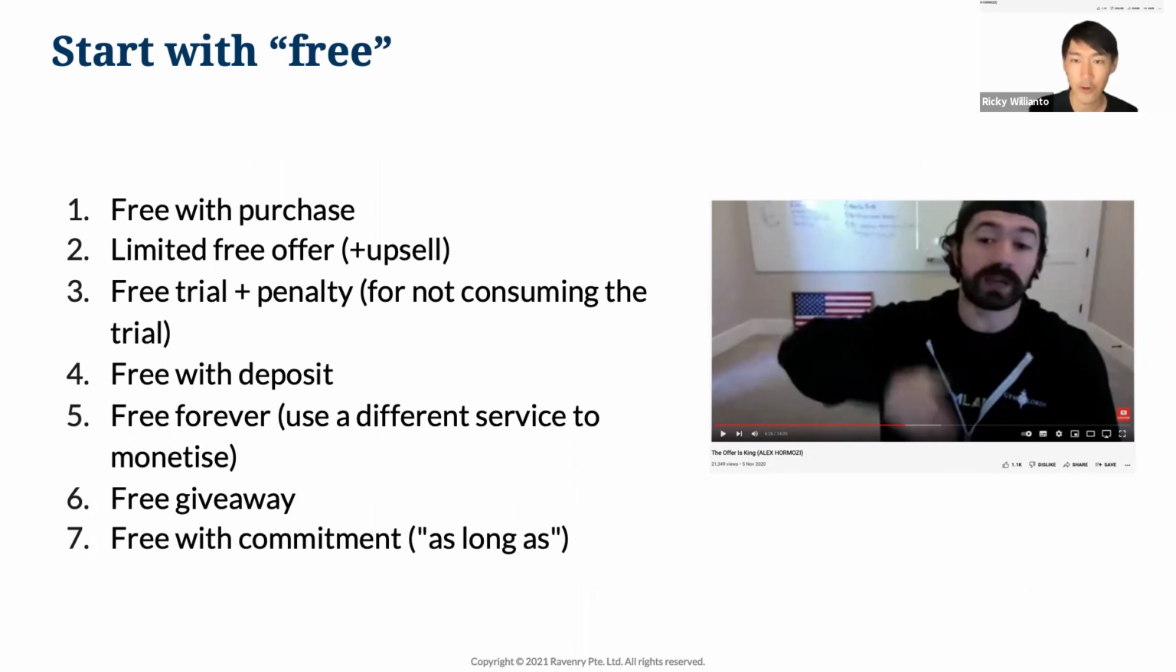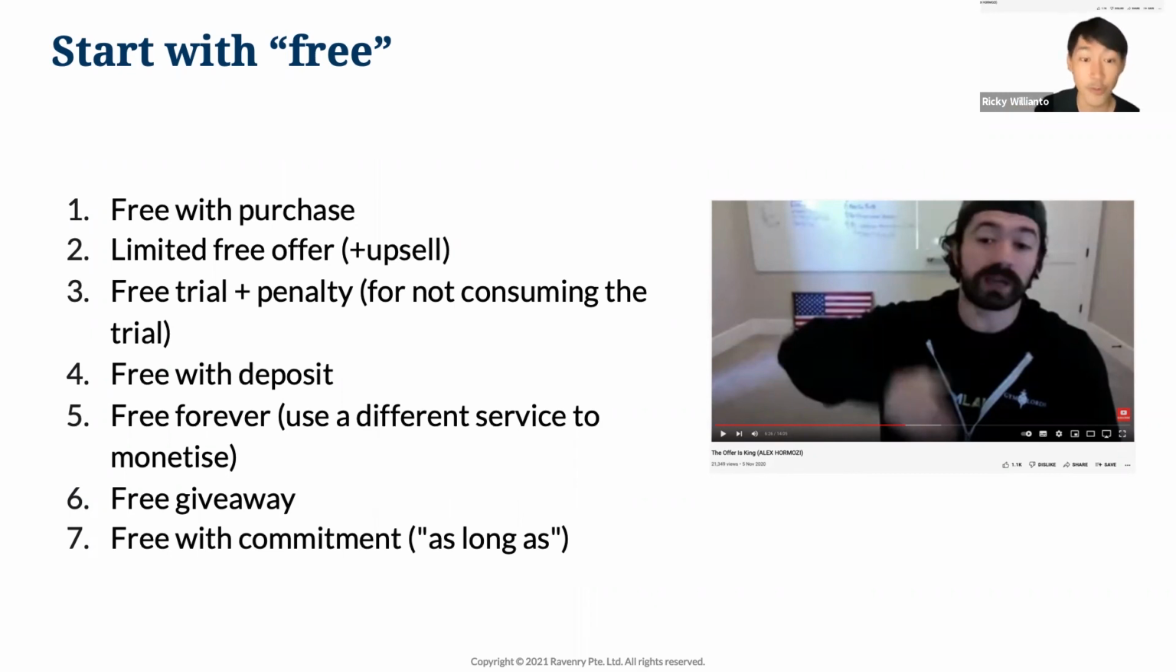The fifth one is free forever. Free forever can be, let's say you have a gym. You offer the gym for free for people to use, but you monetize them for, I don't know, the supplements, or you sell them personal training. And to be eligible to get the free gym membership, you need to commit to at least two PT sessions, for example. So again, you offer service X for free and then you charge people for other things.